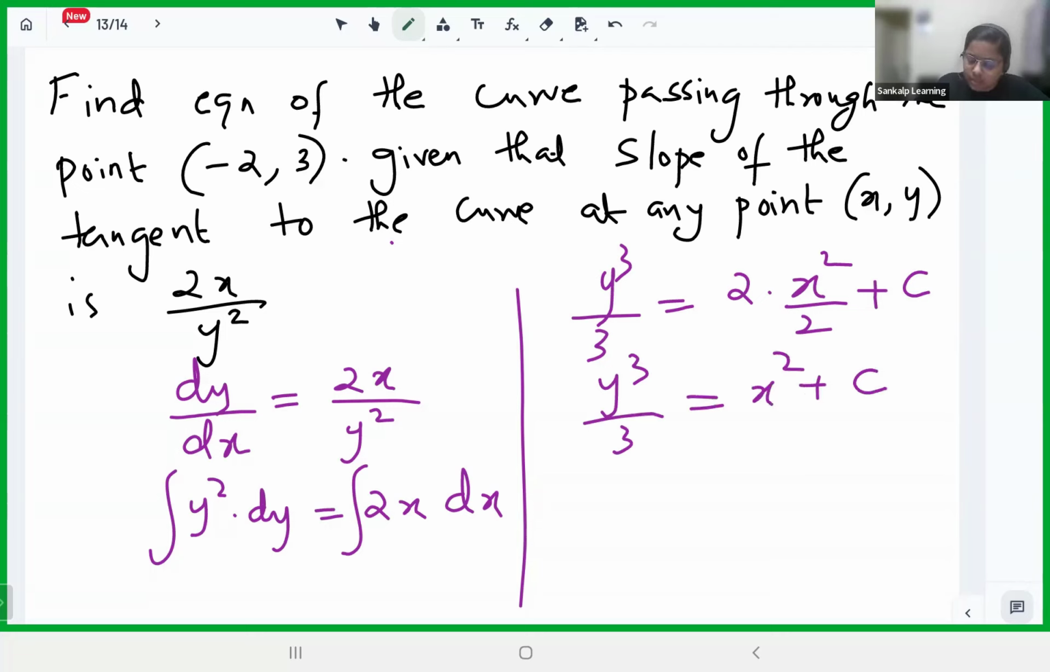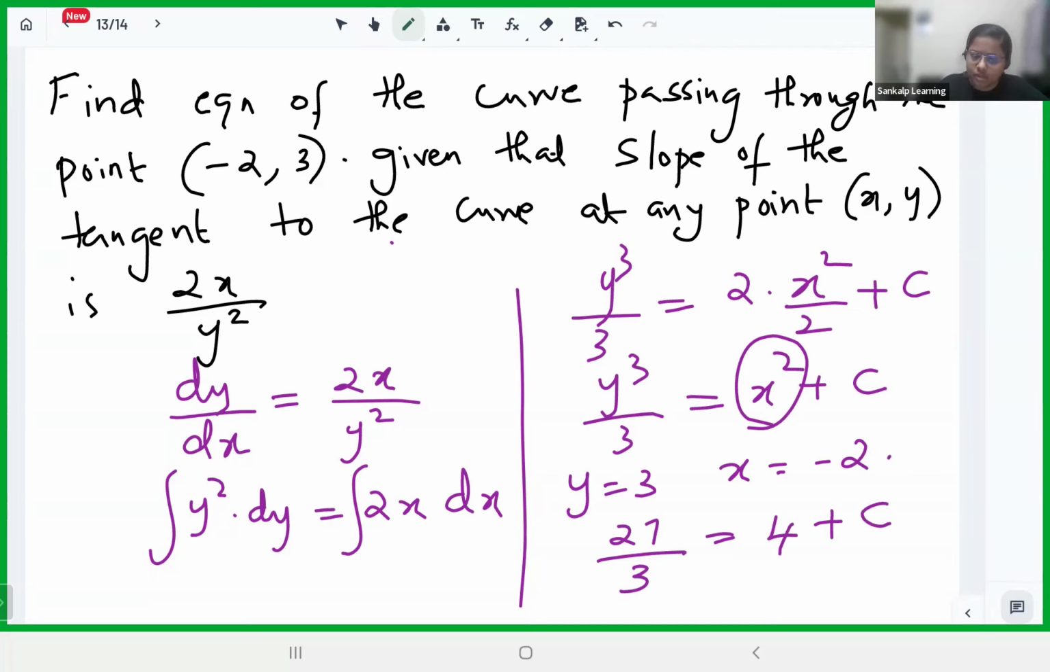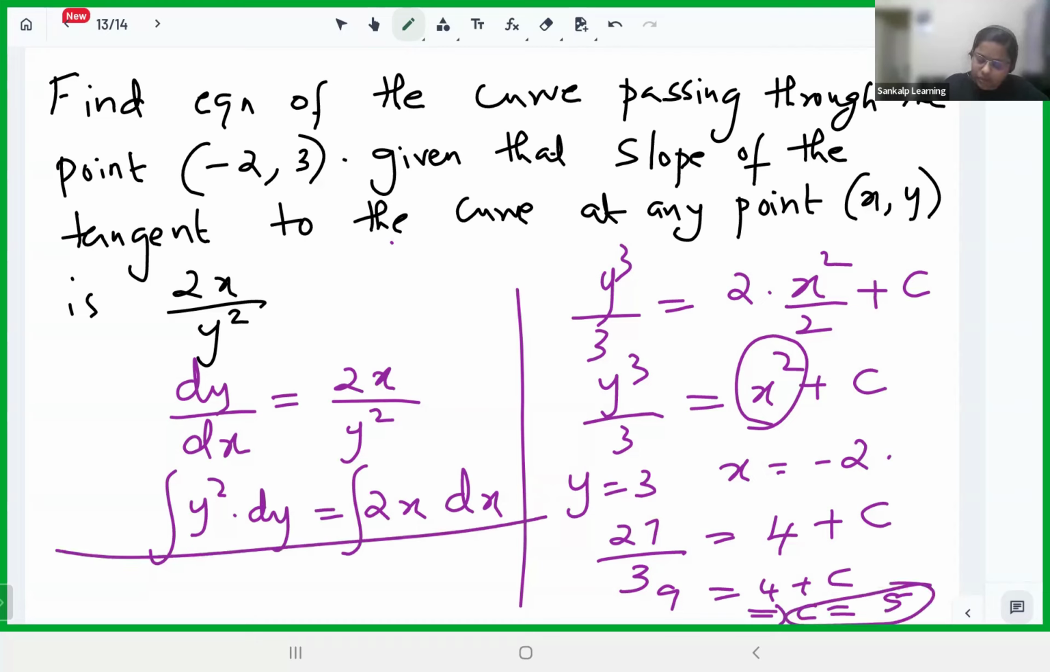Okay. So what is y? y equal to 3, and what is x? x equal to minus 2. At that particular point we need to find the equation, right? So this is 3 cube, 27 by 3 is equal to minus 2 the whole square, which is 4, plus c. What is the value of c? 27 by 3 is 9, right? 9 equal to 4 plus c, which implies c is equal to 9 minus 4, that is 5. c is equal to 5.